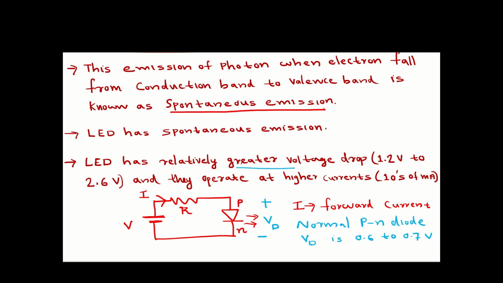But an LED has a different construction. So LED has a relatively greater voltage drop, 1.2 volt to 2.6 volt. And also the LED operates at higher currents. That means through the LED, a large value of current is flowing, that is tens of milliampere. Okay, LED can hold a higher amount of current.